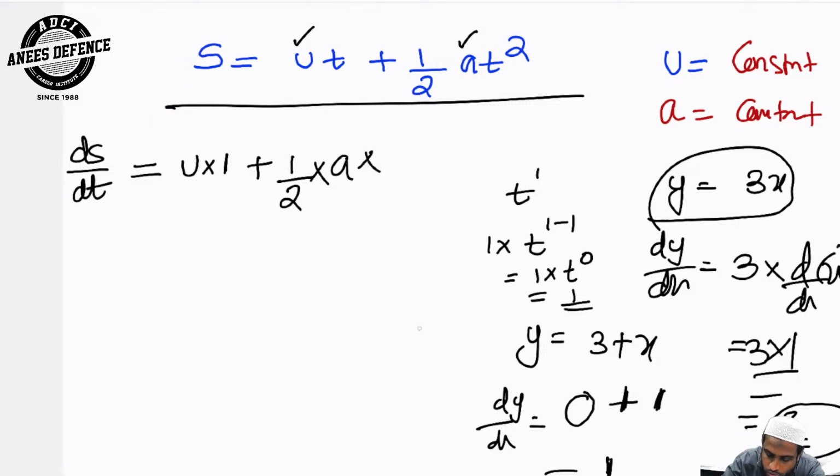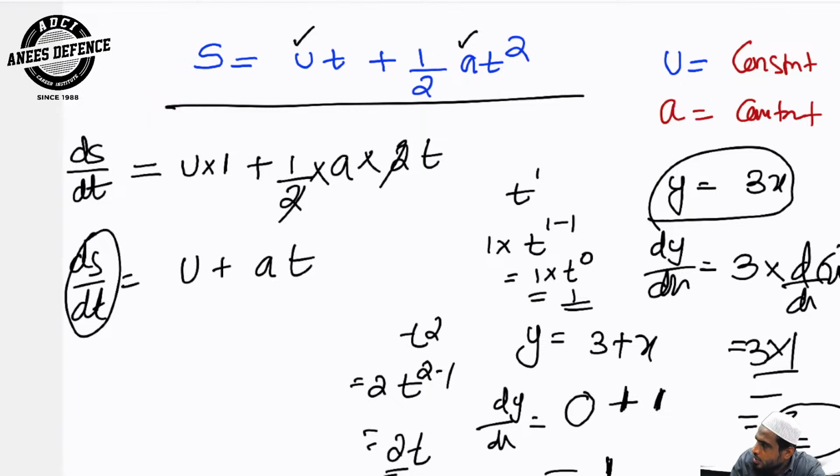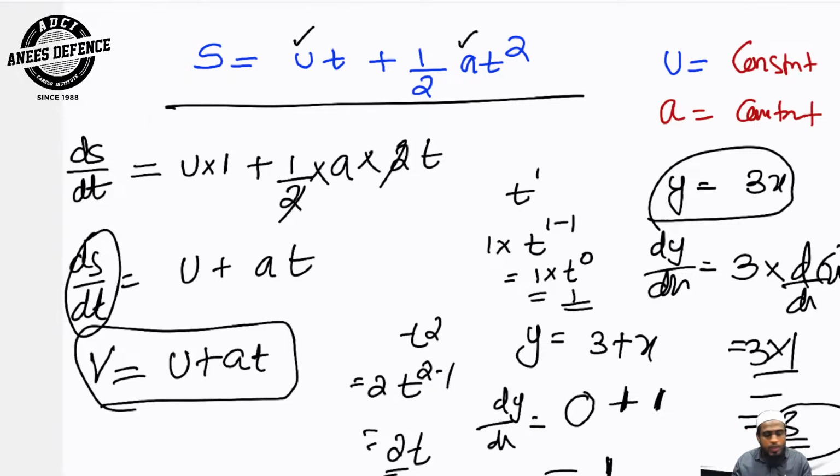Then t square. What is the derivative of t square? 2 into t raised to 2 minus 1, that is 2 into t. So you can write 2t. So ds by dt equals u plus 2 into half at. So ds by dt is the instantaneous velocity, which can be represented as velocity equal to u plus at. S equal to ut plus half at square is one equation, and another equation is v equal to u plus at. In this way, the concept of differentiation is applied in the fundamentals of physics. Understood? Okay.